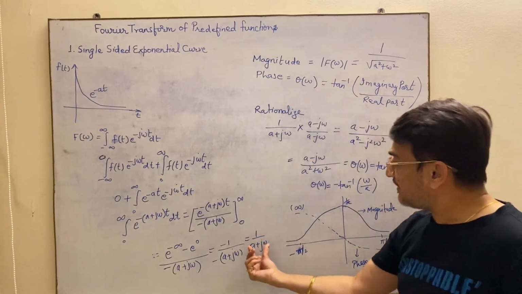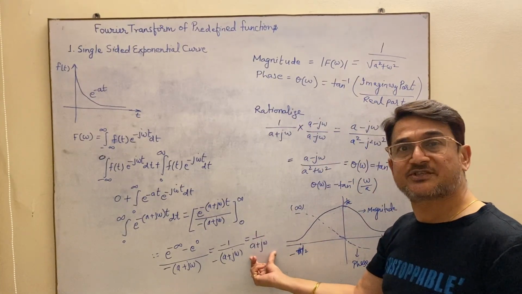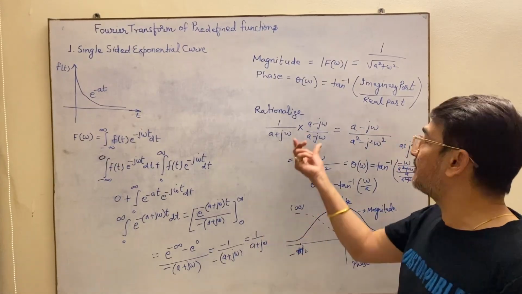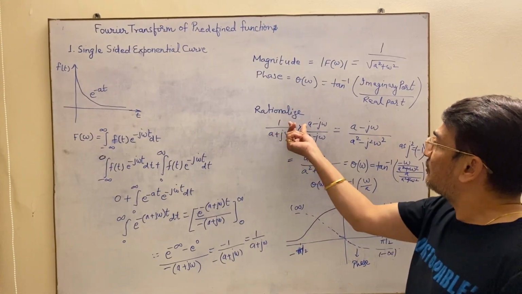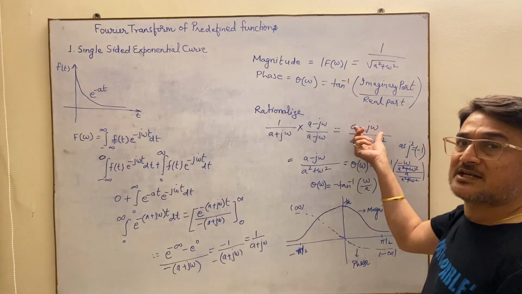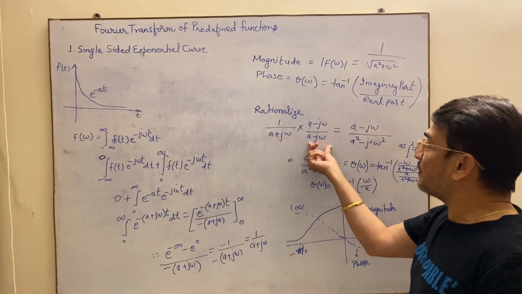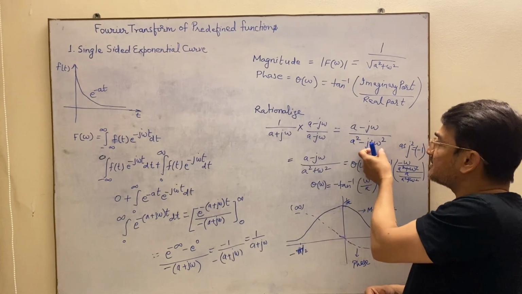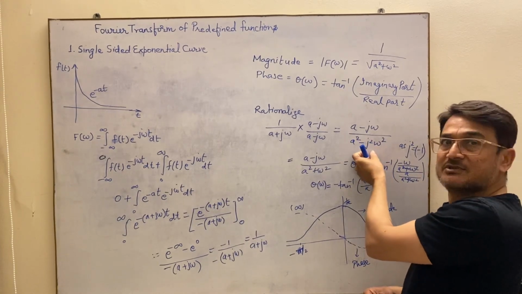So to calculate the phase, we will rationalize 1 upon a plus j omega. For rationalization, we will multiply this term by a minus j omega. So this will become a minus j omega upon (a plus b) into (a minus b), which will be a square minus b square. So a square minus j square omega square, and j square is equal to minus 1.